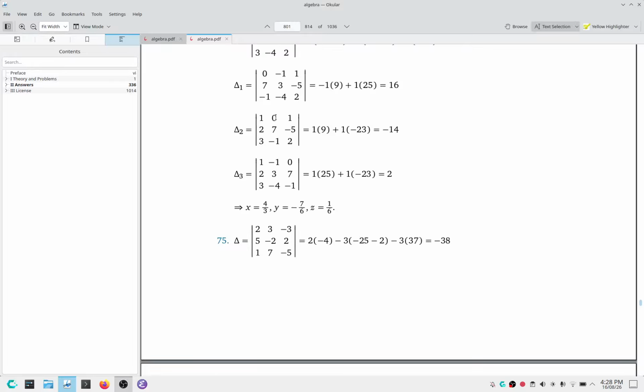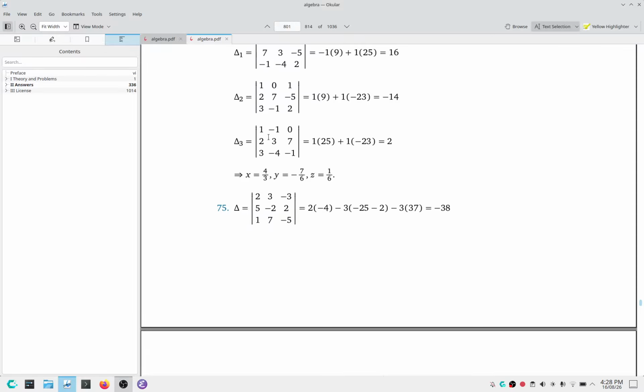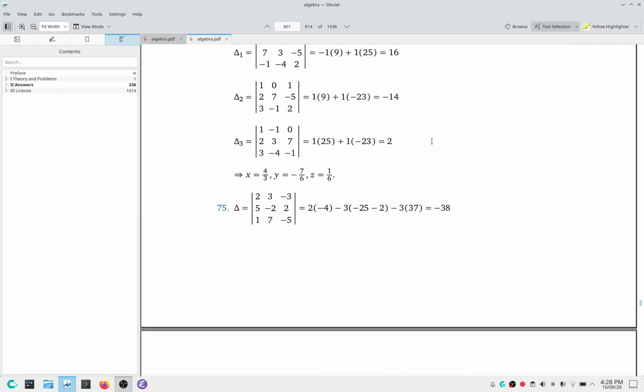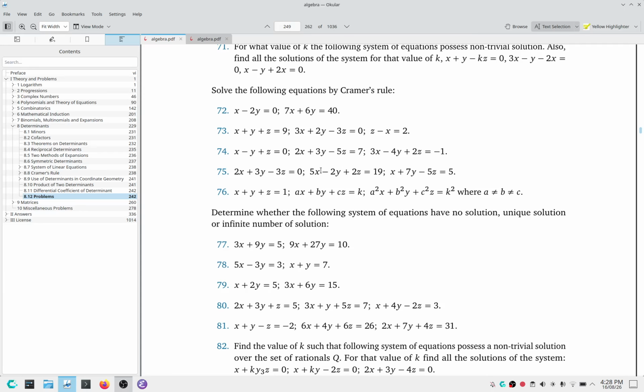Similarly, by replacing the coefficients of y in the second column, delta 2 is equal to minus 14. And delta 3, by replacing the coefficients of z by the constants on the right hand side, is equal to 2. So once we have that, x is equal to 4 upon 3, y is equal to minus 7 upon 6, z is equal to 1 upon 6.